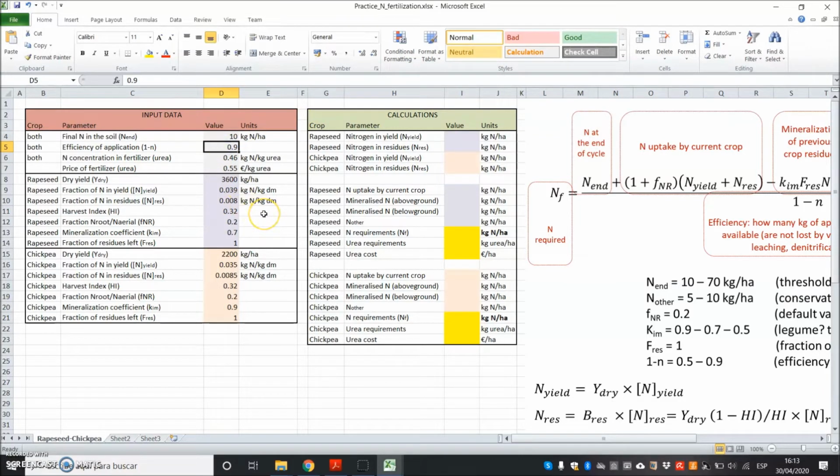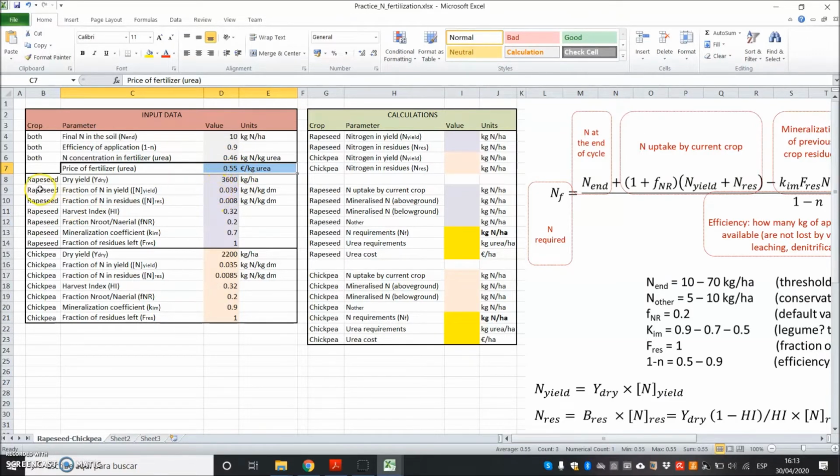We will here consider that we are very efficient with the fertilizers, and we are going to use 0.9, which is this term, and we will be applying urea, which has a concentration of 0.46 kilograms of nitrogen per kilogram of the fertilizer. I have included a fictitious price to calculate the cost of the fertilization with this fertilizer.